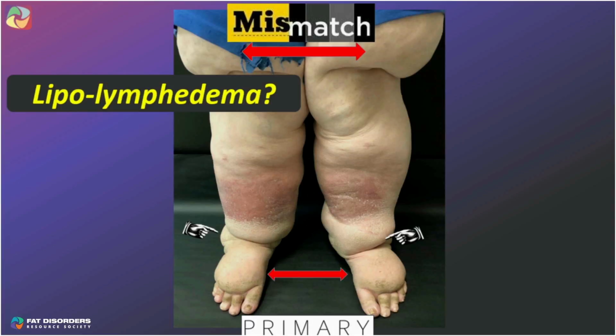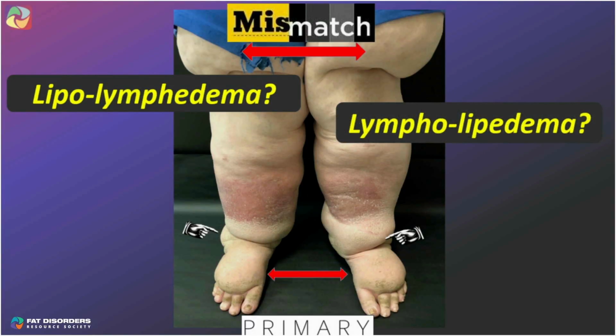It can happen, it's just rare. Or do they have, as the Europeans refer to, lympholipedema? That is, they have long-standing primary lymphedema that's complicated by secondary lipedema. Not lipedema in the sense that we're all familiar with, but it does represent fat deposition. And these become very, very tough to sort out.